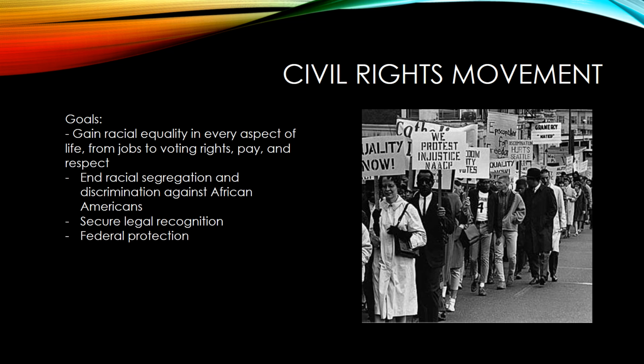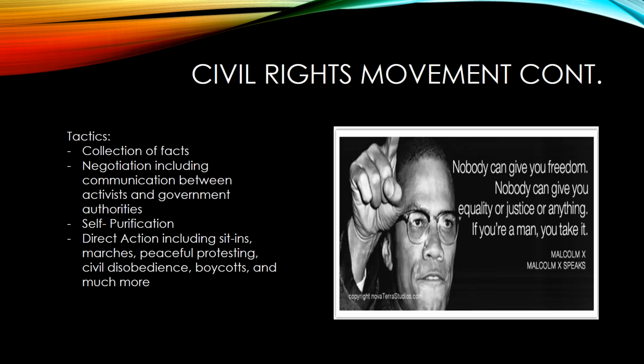The Civil Rights Movement was a series of social movements in the United States aimed at ending racial segregation and discrimination. Some of the goals were to gain racial equality in every aspect of life, from jobs, voting rights, pay, and respect, to ending racial segregation and discrimination against African Americans in general. They aimed at securing legal recognition and getting federal protection from the government.